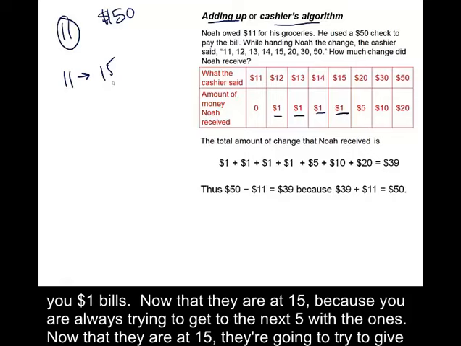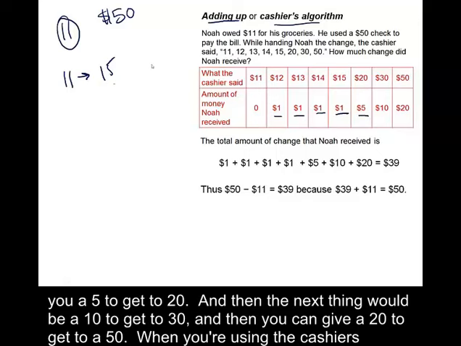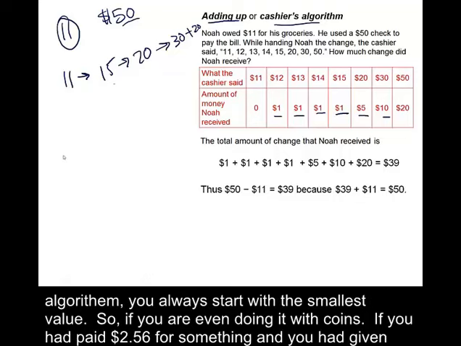Now that they're at 15, because you're always trying to get to the next 5 with the ones, they're going to give you a 5 to get to 20, and then the next thing would be a 10 to get to 30, and then you can give a 20 to get to 50. When you're using the cashier's algorithm, you always start with the smallest value.